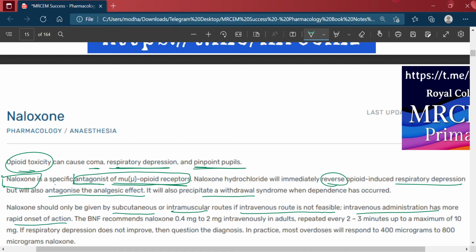The BNF recommends naloxone 0.4 milligram to 2 milligram intravenously in adults, repeated every 2 to 3 minutes up to a maximum of around 10 milligram. If respiratory depression does not improve, then question the diagnosis. In practice, most overdoses will respond to 400 microgram to 800 microgram of naloxone.